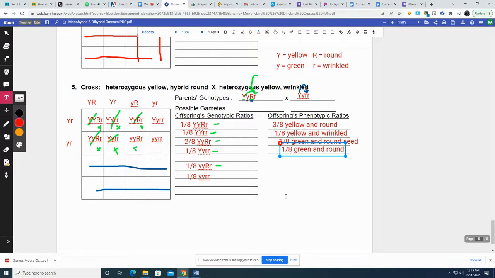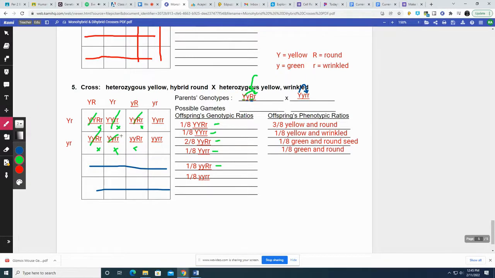Now, I think I screwed up here. Let's see. I did screw up somewhere. Where did I screw up? Anyways, I screwed up somewhere, and you guys could probably figure it out. And the way I know I screwed up with my counting somewhere is because look, if you add this up, 3 plus 1 plus 1 plus 1 equals 6, where it should equal 8. So somewhere along the way, I screwed up.